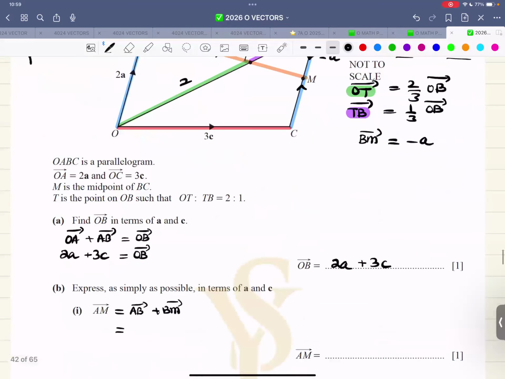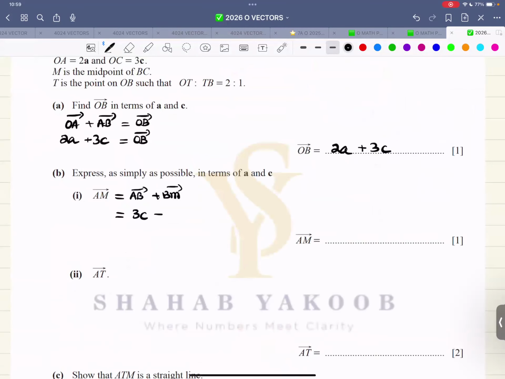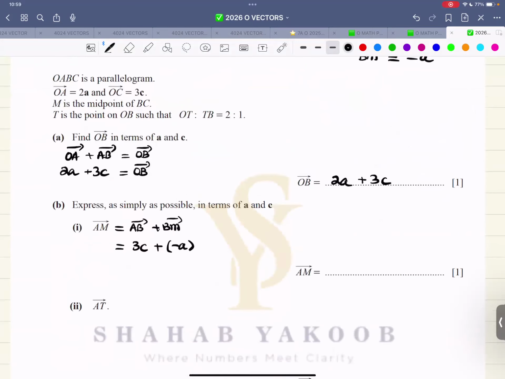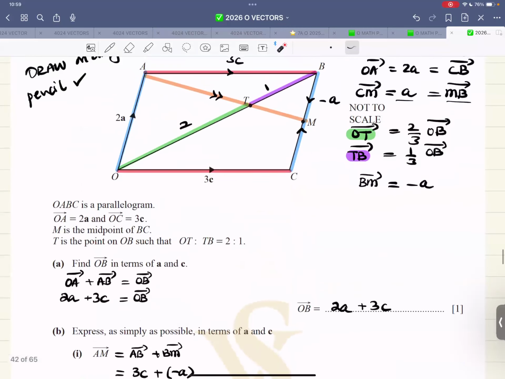What is AB? AB is 3C. So AB is 3C and BM is how much? BM is negative A. So you can write it like this, negative A plus 3C. I just want a proper way of writing it. First A, then C. Doesn't make a difference if it's negative or not. That's the second thing.